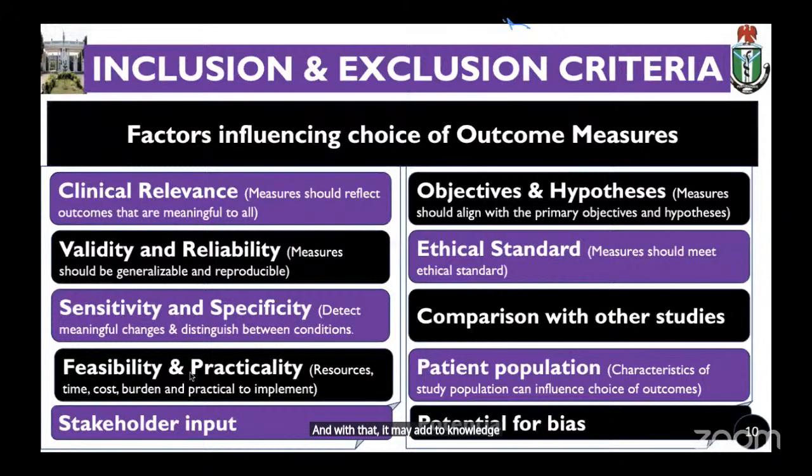Then, of course, the ethical standard, comparison with other study and patient population, and potential for bias, all this can actually influence the choice of outcome measure.